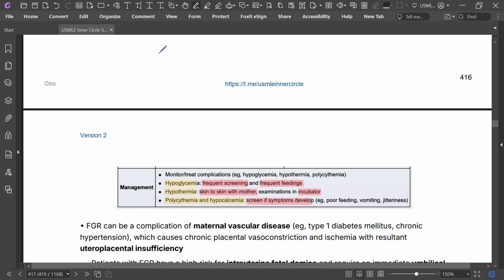How can we monitor and treat complications like hypoglycemia, hypothermia, and polycythemia? For hypoglycemia, frequent screening and frequent feeding. For hypothermia, skin to skin with mother and examination in an incubator. For polycythemia and hypocalcemia, watch if patients develop poor feeding, vomiting, and jitteriness.